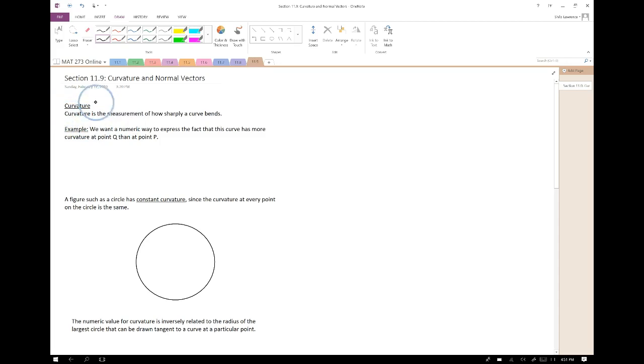So we could say something is very, very curvy, in which case it would have a very large curvature, or the opposite of curvy would be straight. So if we had a straight line, the curvature would equal 0. For example, we want a numeric way to express the fact that this curve has more curvature at point Q than at point P.